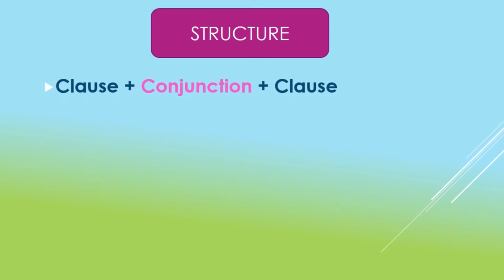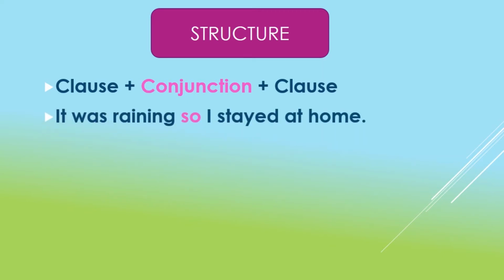Could you help me to remember them in the form of a structure? Yes. The first one is clause plus conjunction plus clause. For example, it was raining, so I stayed at home. It was raining is the clause, then so is the conjunction. I stayed at home is another clause.